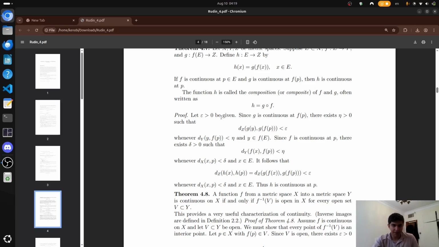Let epsilon be greater than 0 be given. Since g is continuous at f(p), there exists eta greater than 0 such that d_Z(g(y), g(f(p))) is less than epsilon, because y is the domain of g, right? And f(p) is the point at which we're evaluating g, right? And that means this is less than epsilon because that's the definition of continuity, whenever d_Y(y, f(p)) is less than eta.